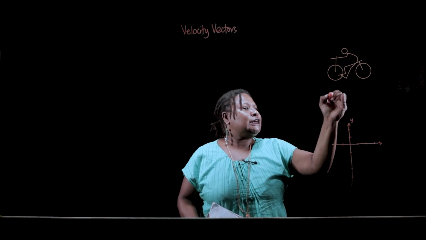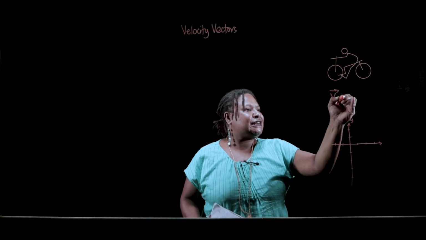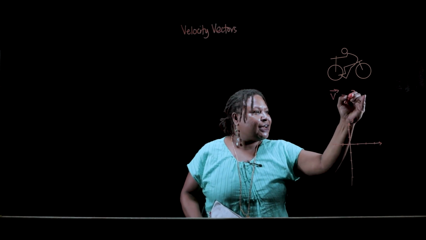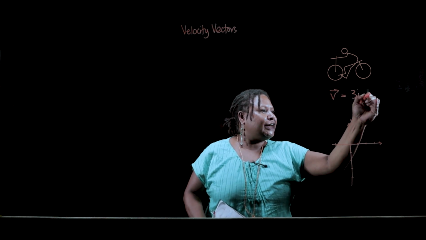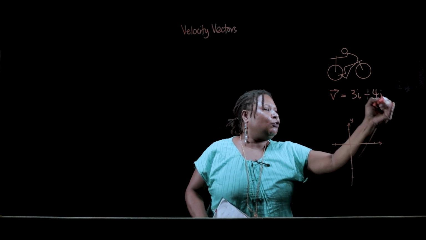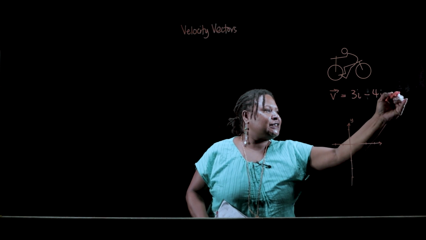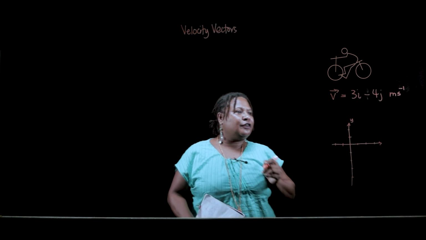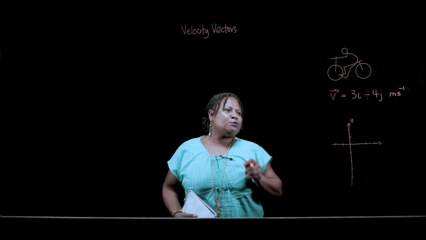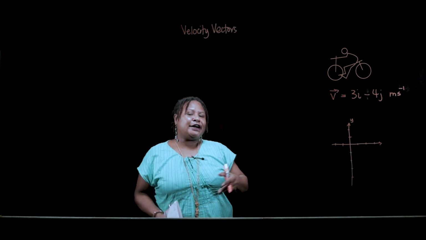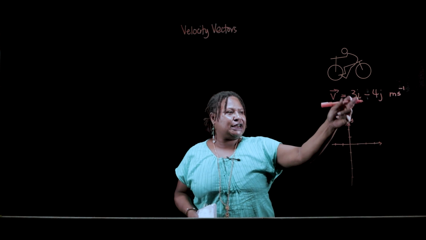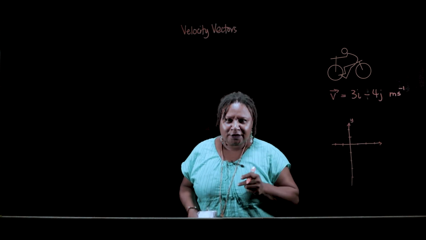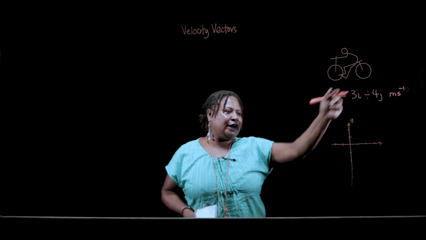Now, the cyclist here, his velocity, now remember velocity is a vector. So his velocity is given as 3i minus 4j meters per second, all right? So this cyclist is moving in a certain direction. We don't know his speed, but his velocity is given as 3i minus 4j meters per second, all right?